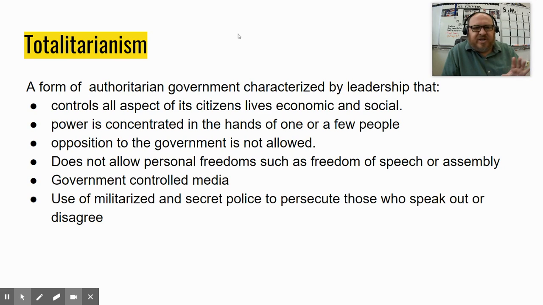So anyone who opposes the government, speaks out, tries to protest, anything like that, becomes the target of police and militarized organizations to go and put that person down, either arrest them and put them into prison for the rest of their life, or they literally disappear in some cases. Personal freedoms usually are not really allowed. Freedoms like freedom of speech and assembly, even though the government might say that those exist, in practice do not. And in totalitarianism, the government controls the media. So all information that you get, anything you do with your life is all controlled by the government.